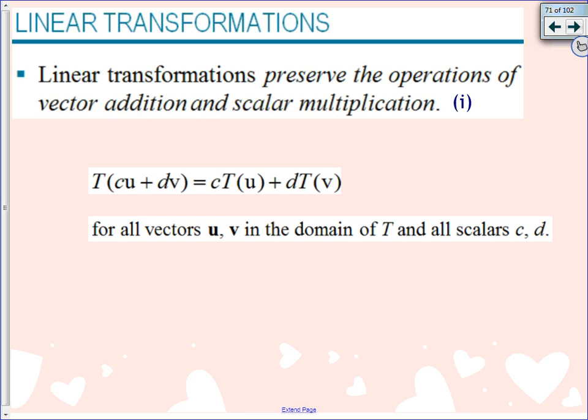If you have two vectors in the domain that you have scaled by a factor of C and D, added them, and then applied the transformation, that's the same thing as if you transform them first, multiply them by the scalar, and then add them. You can do all of these properties before, during, or after, and you still get the same thing in terms of scalar multiplication and addition. That's what makes them linear transformations.